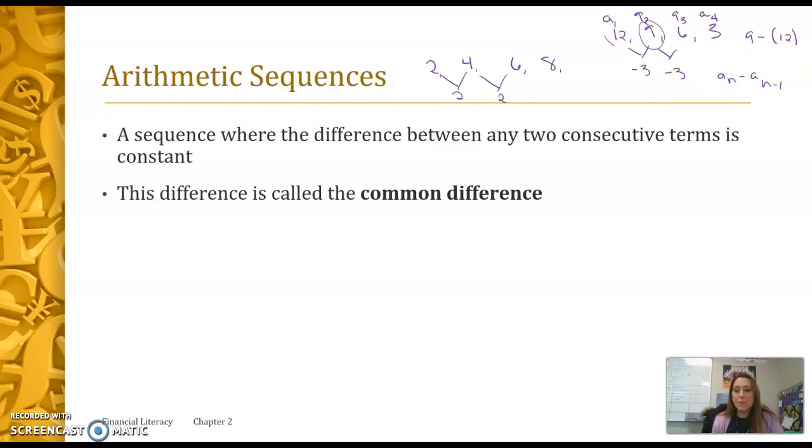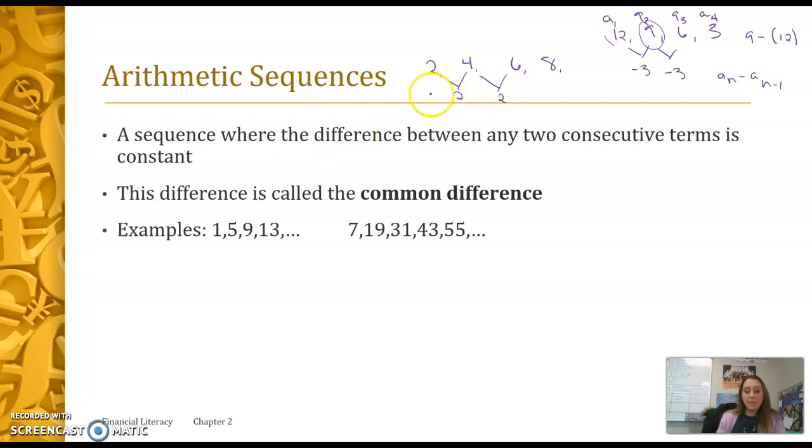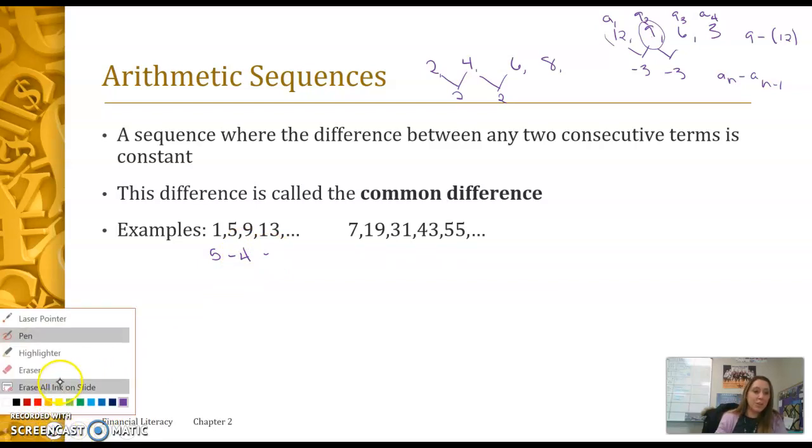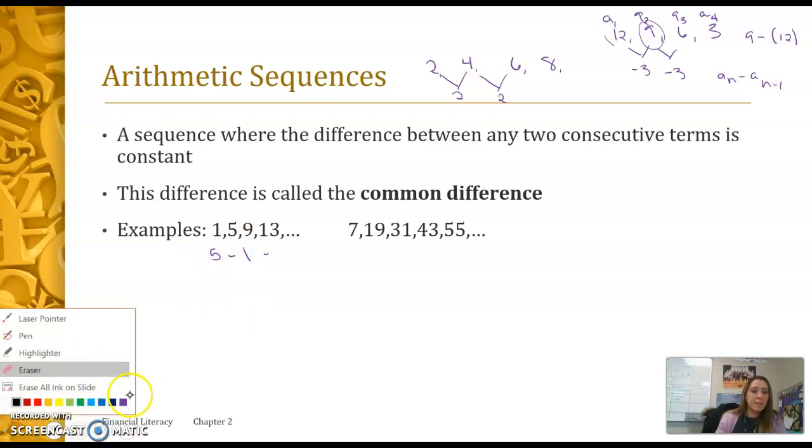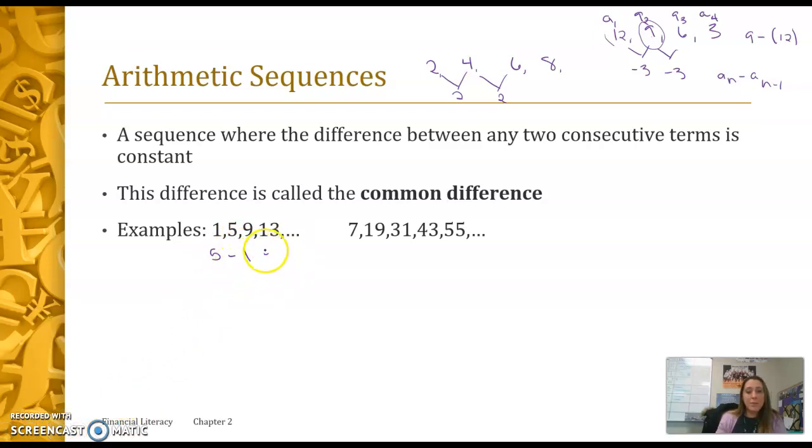We're going to get some practice with that, so if that didn't make a whole lot of sense, that's okay. Here's a couple of examples. If we wanted to find the common difference for this first one, I would take 5 minus 1, which is 4. Okay, so 5 minus 1 equals 4, and that's true. So the difference between here is 4, the difference between here is 4, and here is 4.